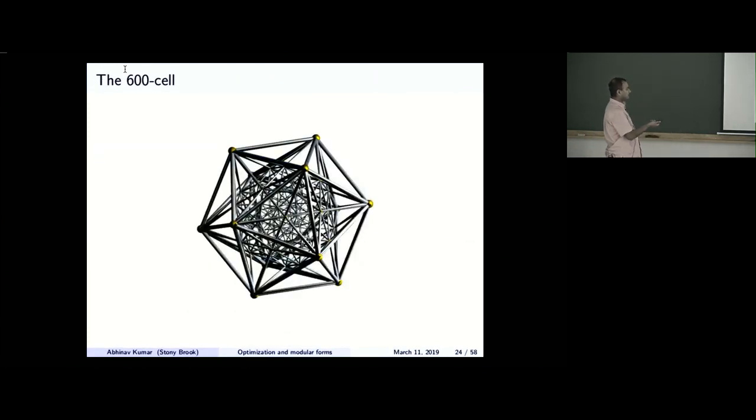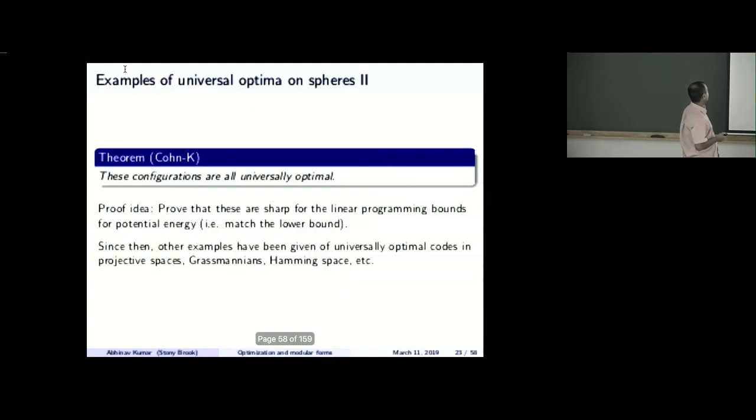Here's an example of one of those universally optimal configurations. This is a regular polytope called the 600-cell in 4 dimensions. It's just a projection of that.